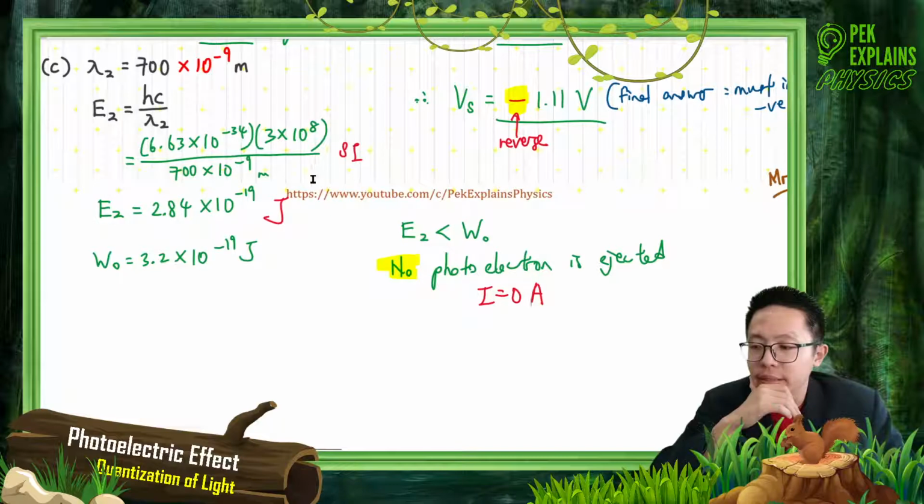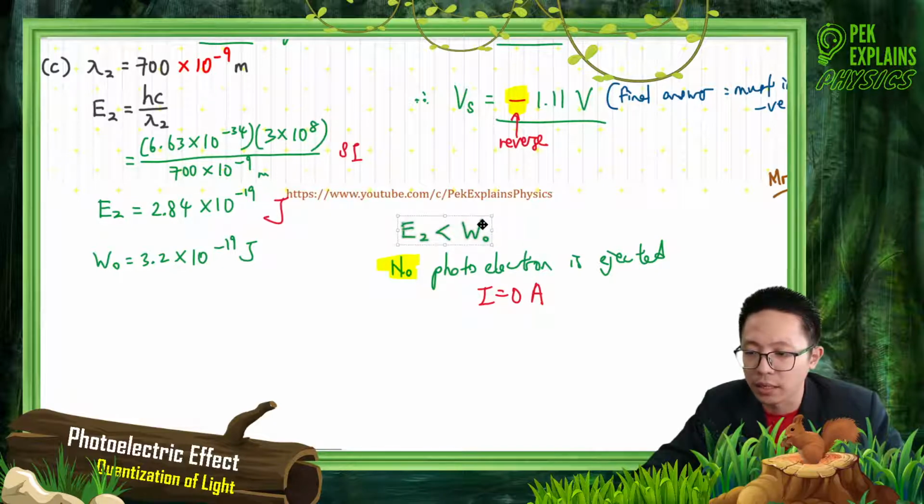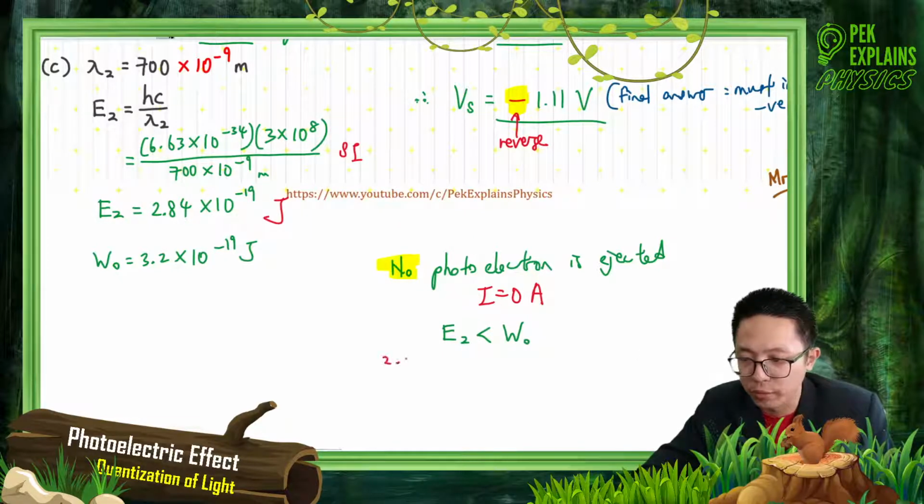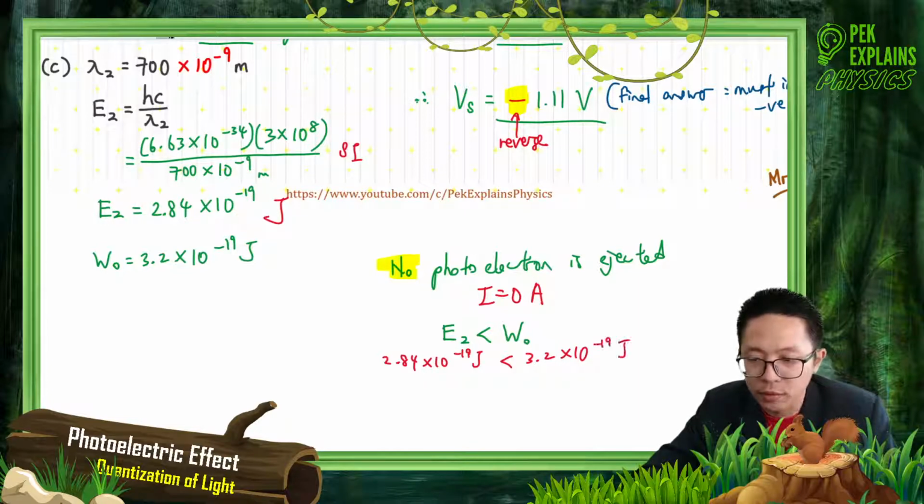So we can say this is because the energy of the incident photon is less than the work function. You must write this. Energy of the incident photon. You can also write the value there. Once you write this, you must include the value: 2.84 exponent negative 19 joule is less than 3.2 exponent negative 19 joule.